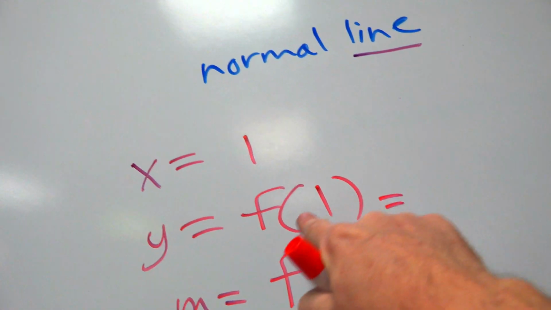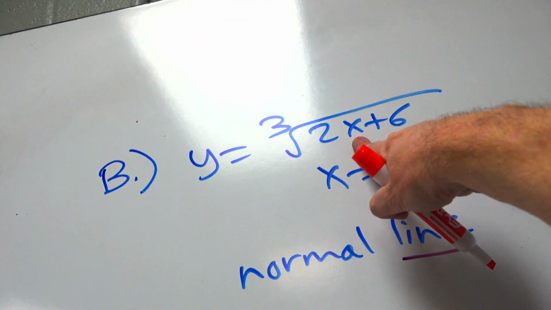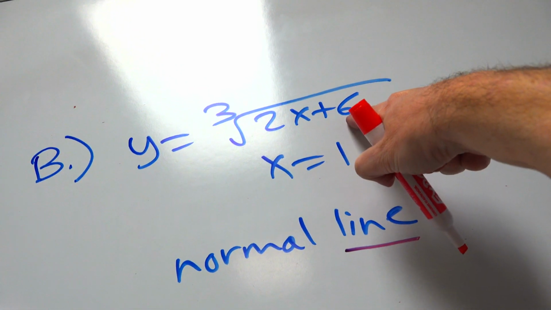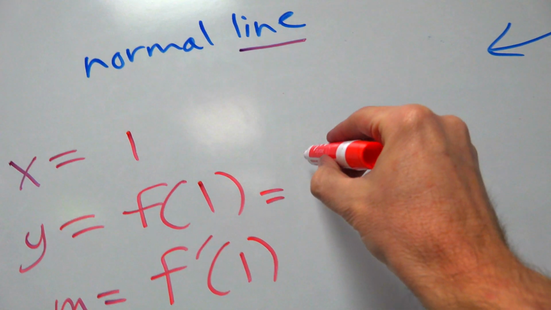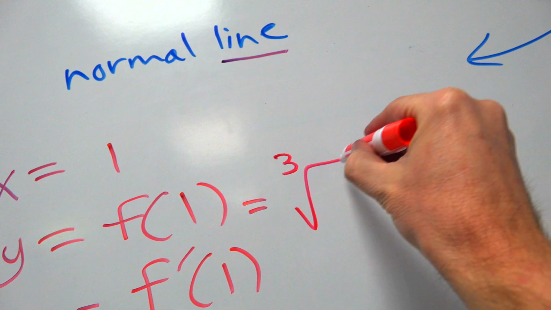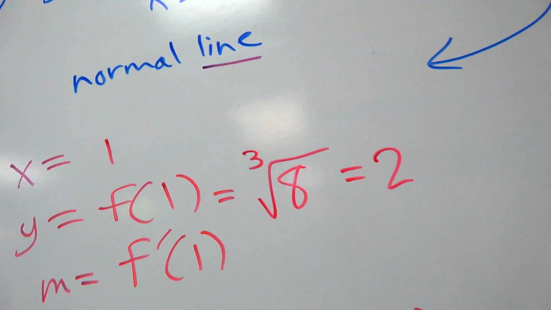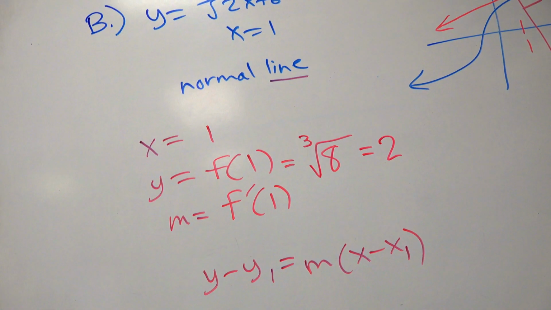Okay, let's go find f of 1. Take 1, put it in the original function to get a y-coordinate. 2 times 1 is 2. 2 plus 6 is 8, so you get cube root of 8. Oh, thank you, Mr. Wade. We really appreciate that perfect cube in there. I hope you do. Cube root of 8 is 2. Nice. Know your perfect cubes.